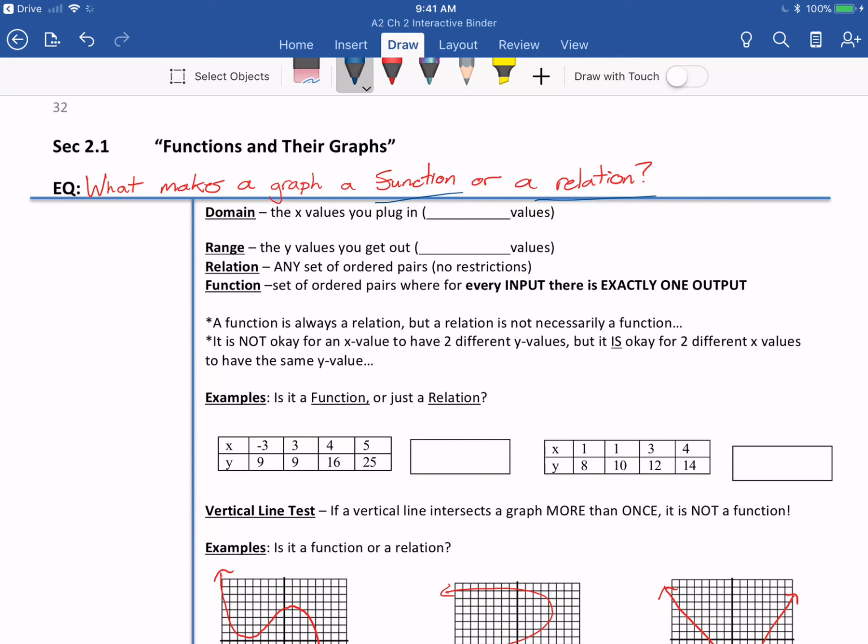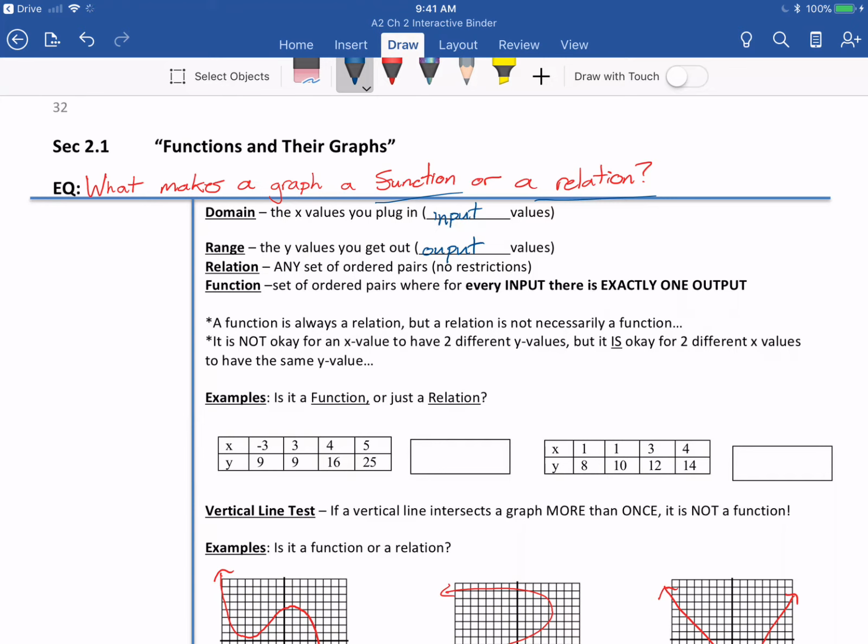My domain is the x values that you plug in, or it is the input values. We're going to talk a lot about domain and range here in Algebra 2. Your domain is the x values, the values that you plug into a function, and the range is the y values or the output values. Once you put in the x values, these are the y values that shoot out, the output values.